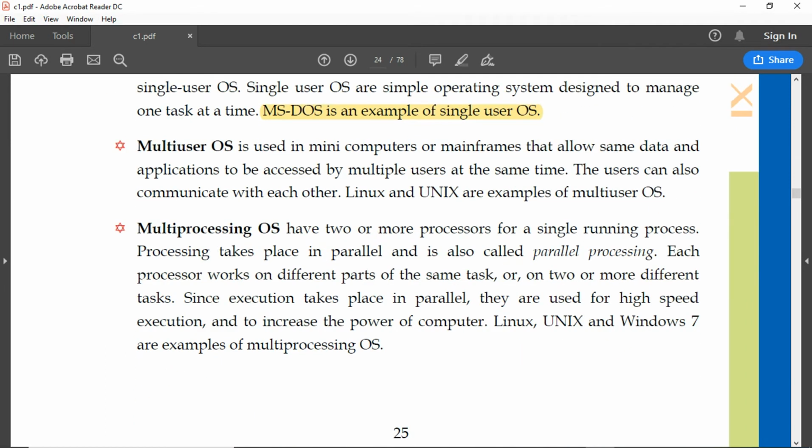Multi-User OS is used in many computers or mainframes that allow the same data and applications to be accessed by multiple users at the same time. The users can also communicate with each other. Linux and Unix are examples of multi-user OS.